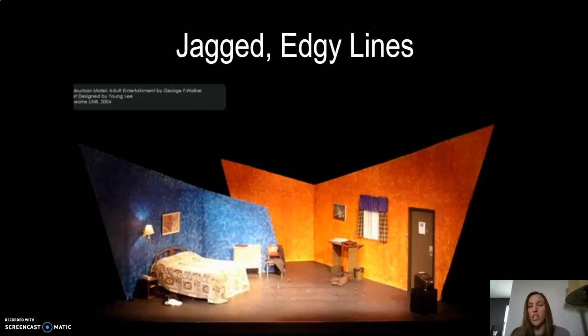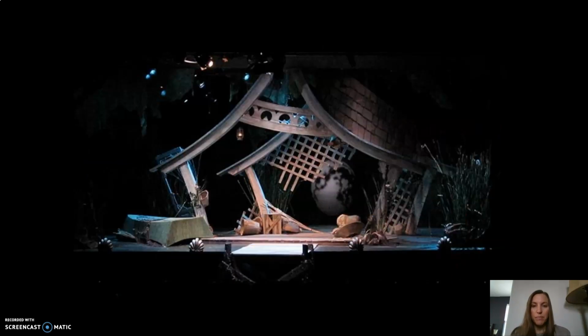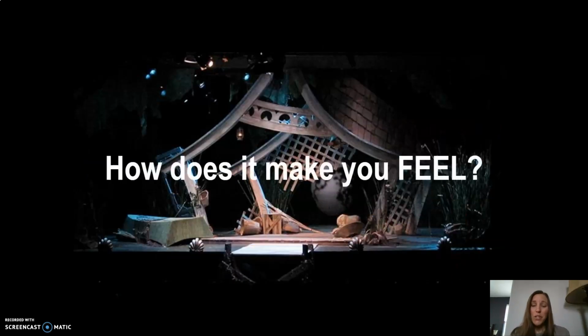This one's those jagged, edgy lines I talked about. This might make me feel nervous, anxious, uncomfortable. And so notice how with three very different sets, I feel something differently because of the shape of the set design. This one too feels haunted. It feels almost like a nightmare. So a place that is unwanted, a place that creates anxiety.